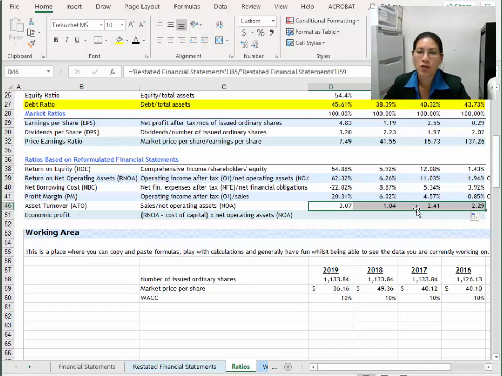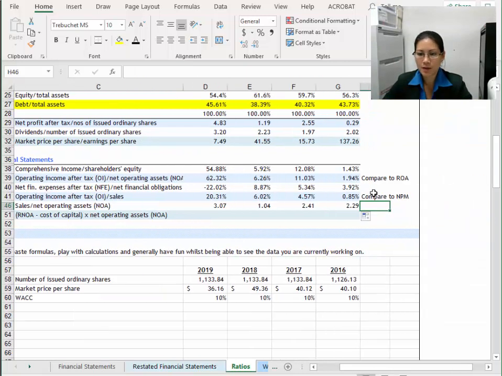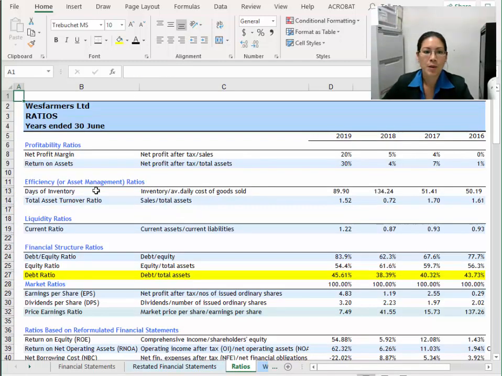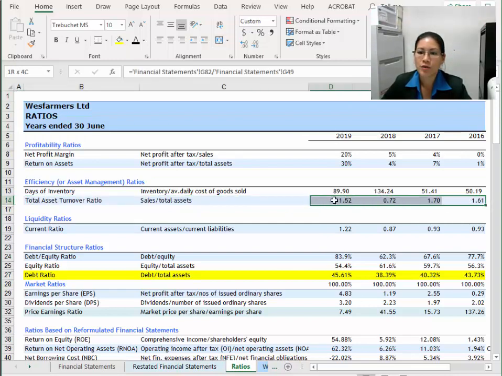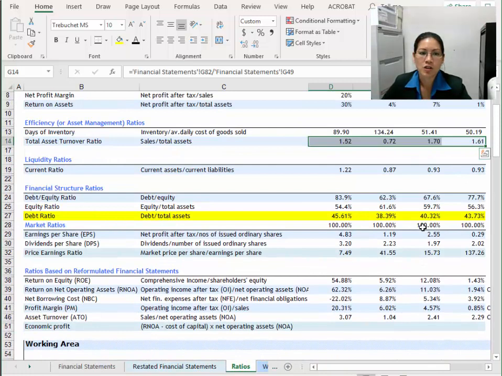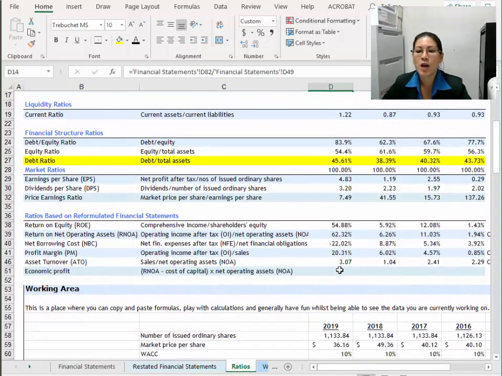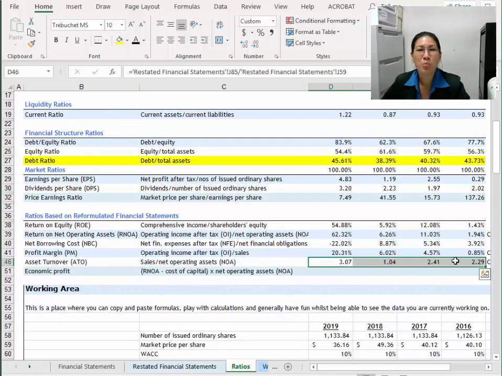So if you get a negative, you just want to negate the negative. It doesn't mean anything to us. And you want to compare this one to the total asset turnover that we calculated above, this one here. So again, asset turnover was relatively consistent over the 4 years. In its efficiency, for every $1 of assets, they were turning $1.61 into sales in 2016, then $1.52 in 2019. When we isolate out the operations, it improves slightly.